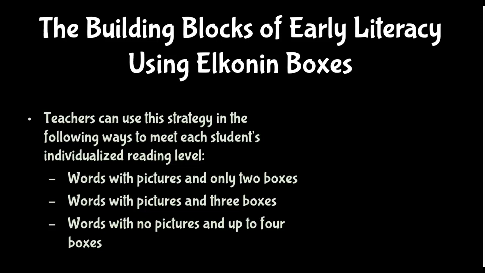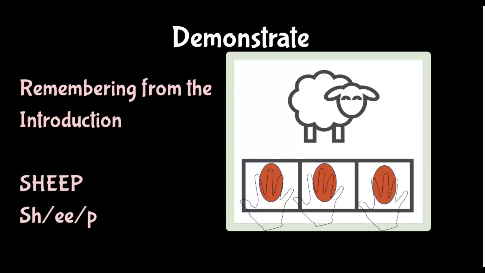In the first part of the series, I reviewed how to use Elkonin boxes, remembering that the teacher pronounces a target word slowly and stretching it out by sound. Then the child is asked to repeat the word. For example, look at the sheep. The word has 5 letters, but the phonemes are 3. Sh, E, P, sheep. The basic process of using Elkonin boxes is to have the student count the number of phonemes in the word, not necessarily the number of letters.